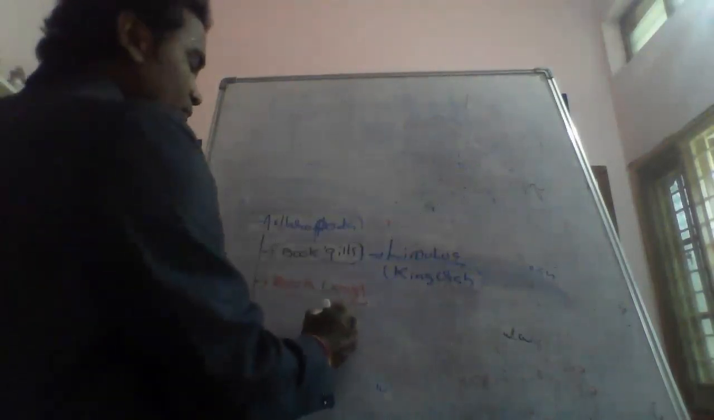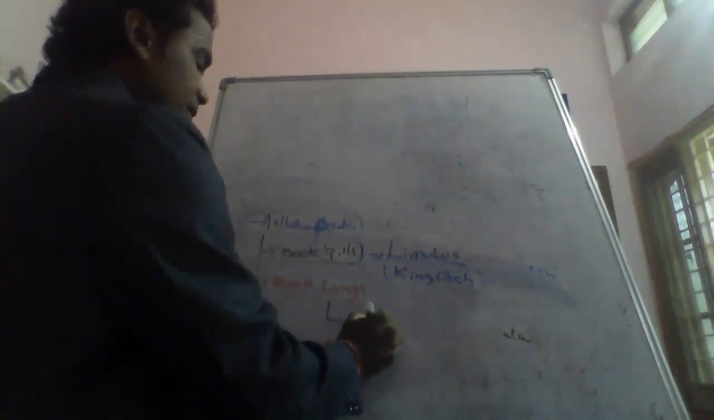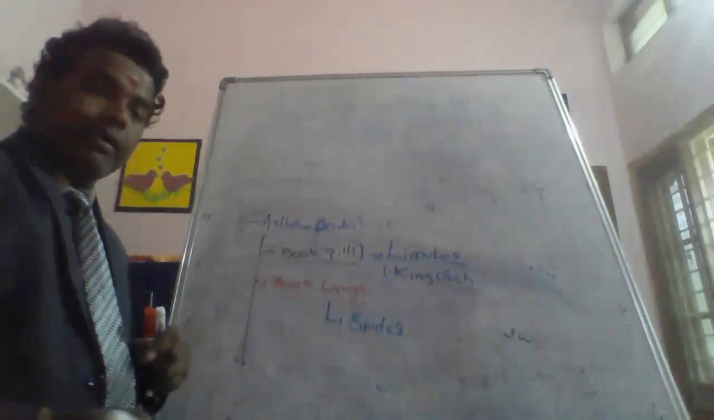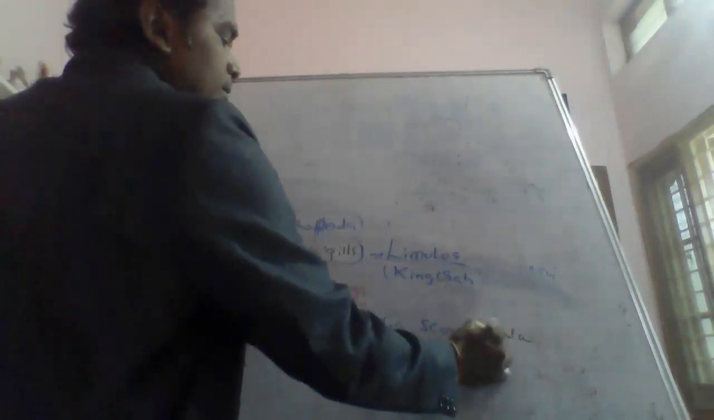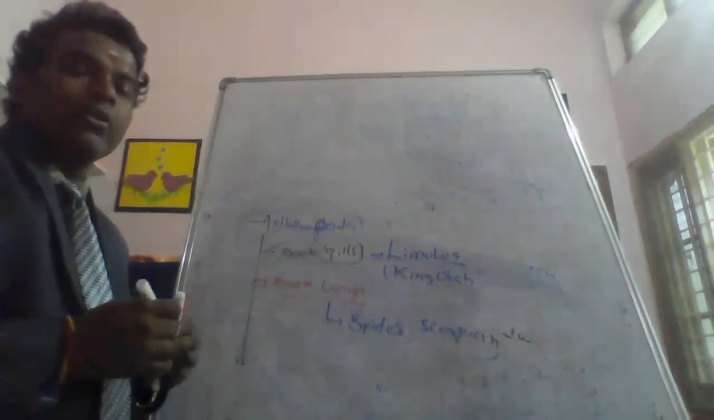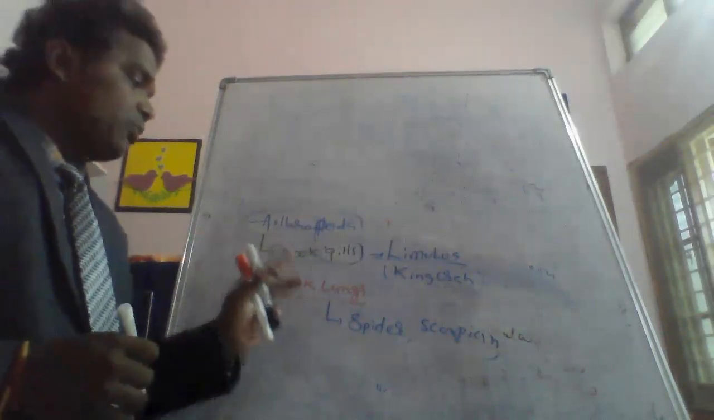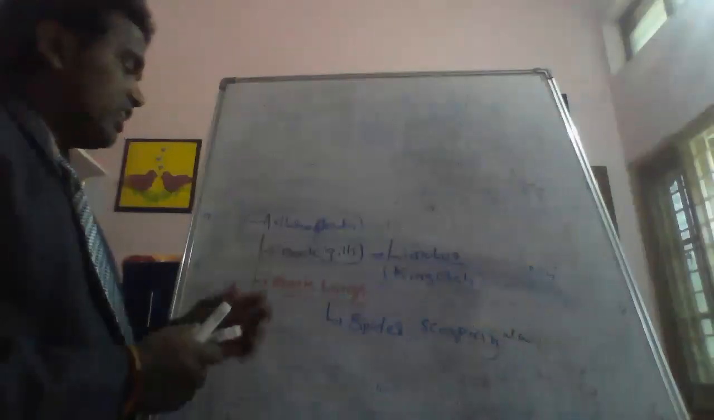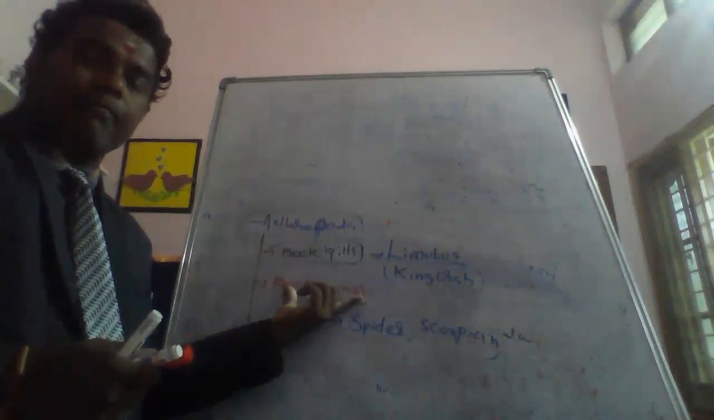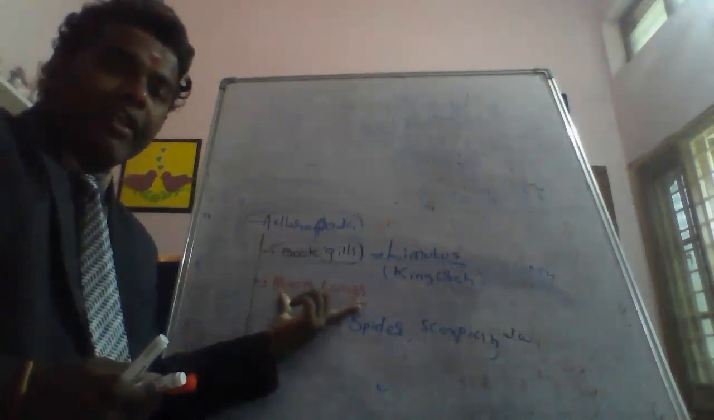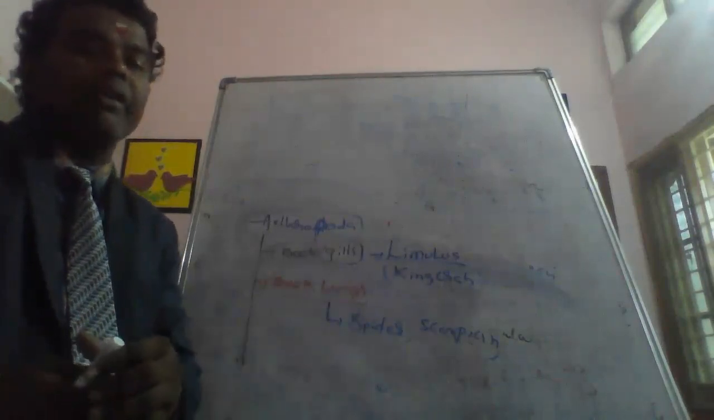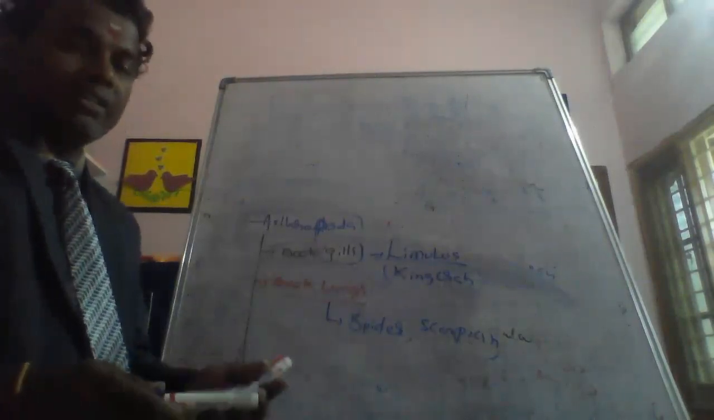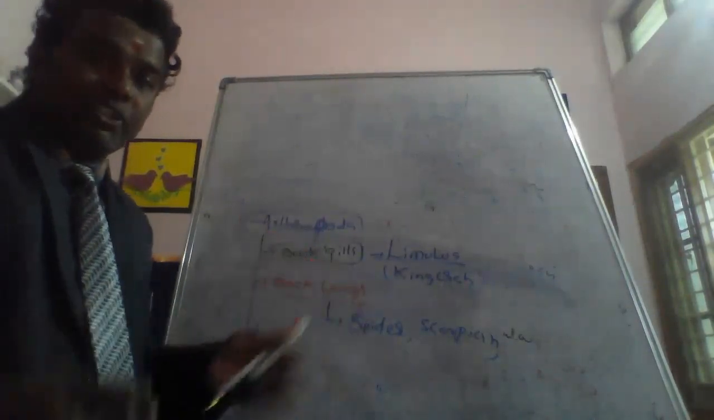Number one, the spider, you know very well. Next one, the scorpion. These spider and scorpion contain book lungs, which are very important for respiration.